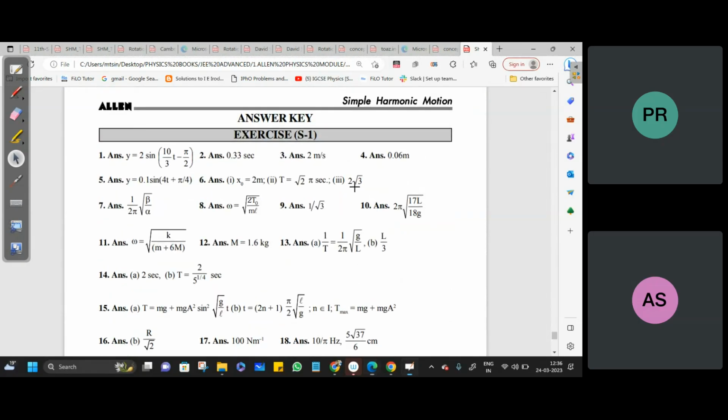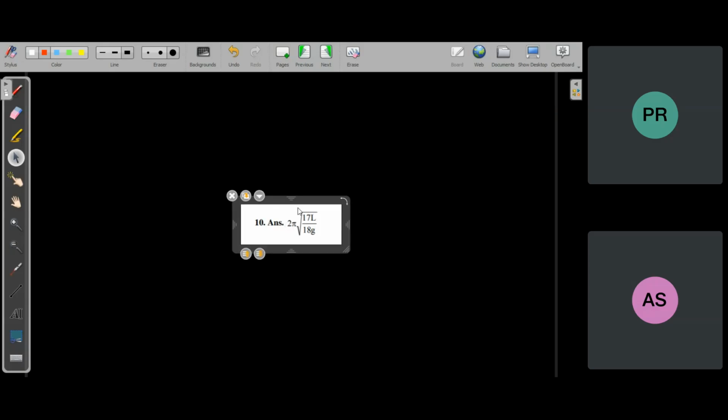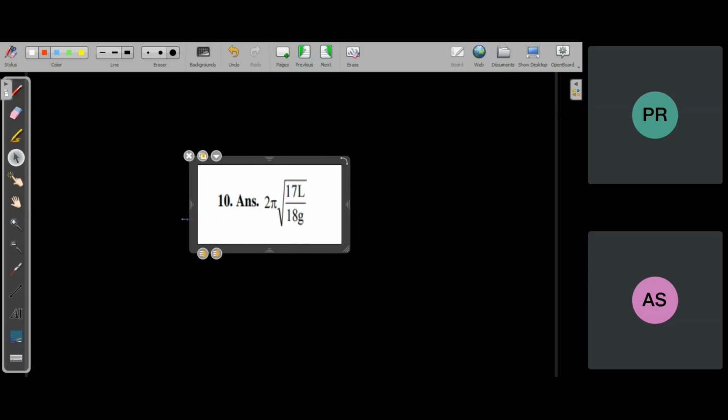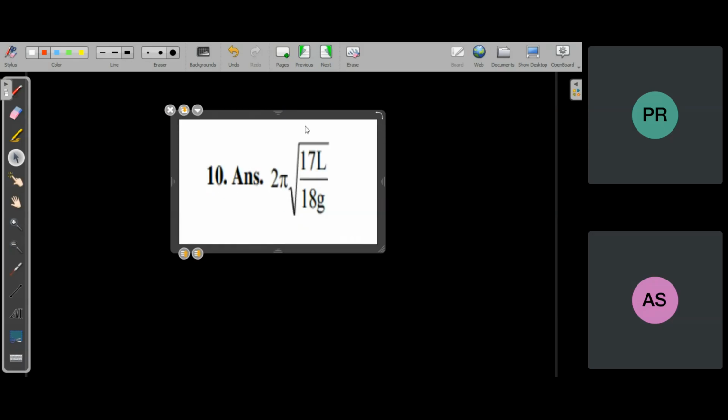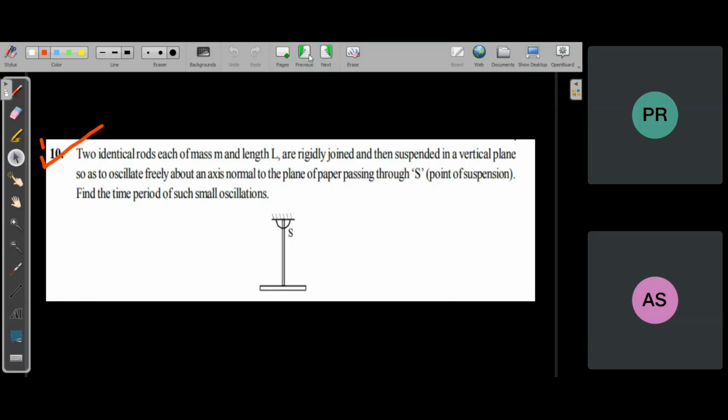See, this is the answer. Are you getting this? You are not getting this. One minute. Because you have taken the displacement with respect to the axis passing through the center, you have to take it about the axis passing through the hinge. Yes, sir.